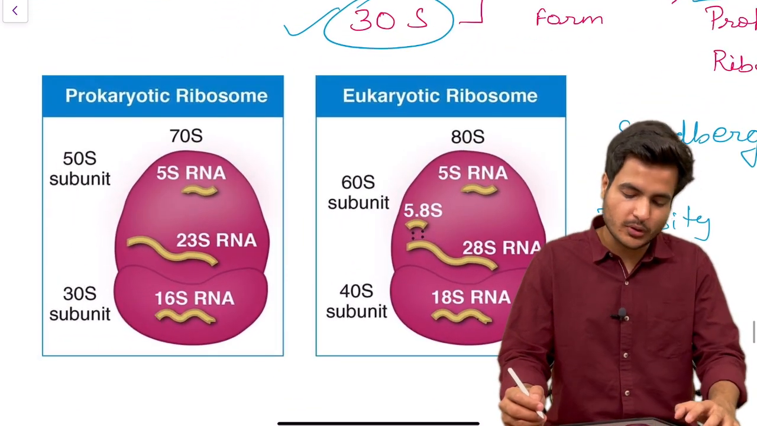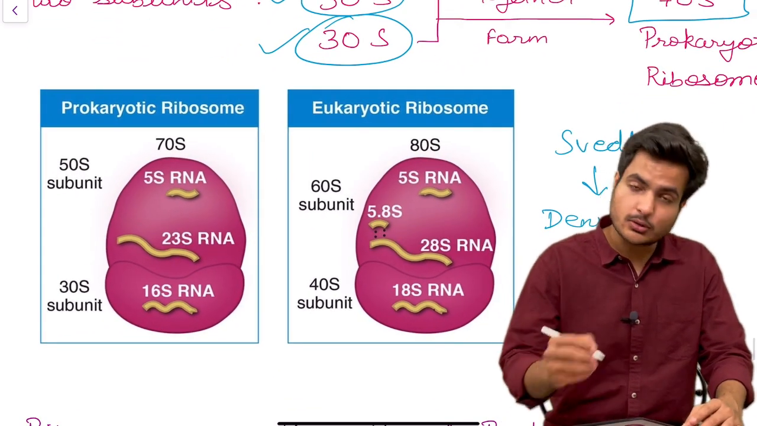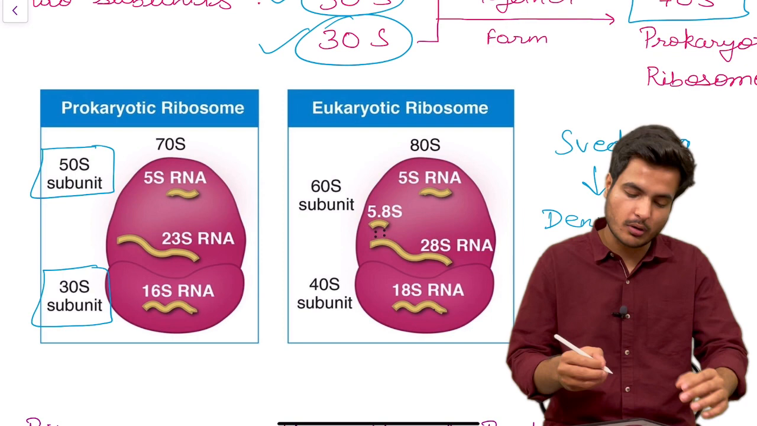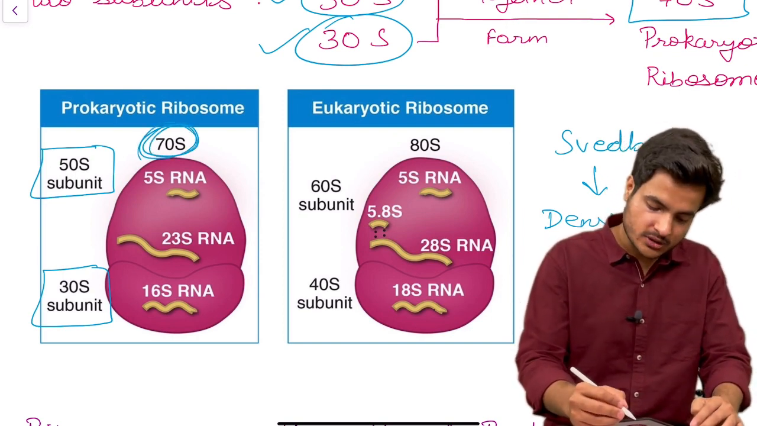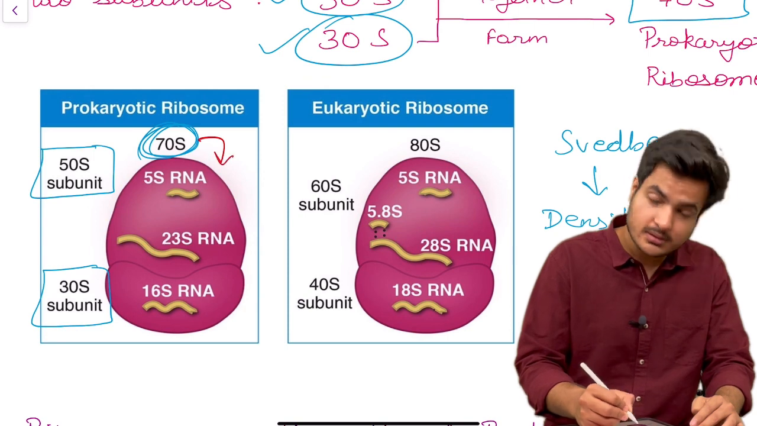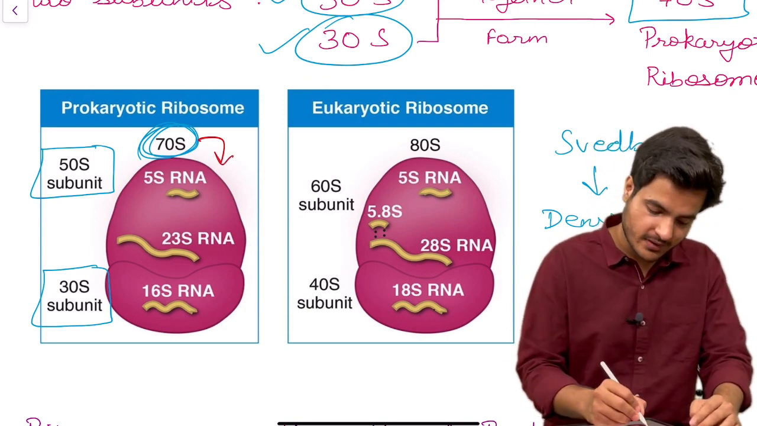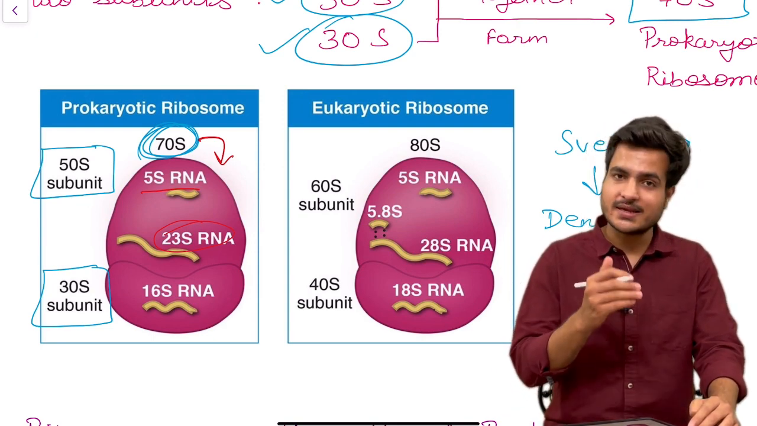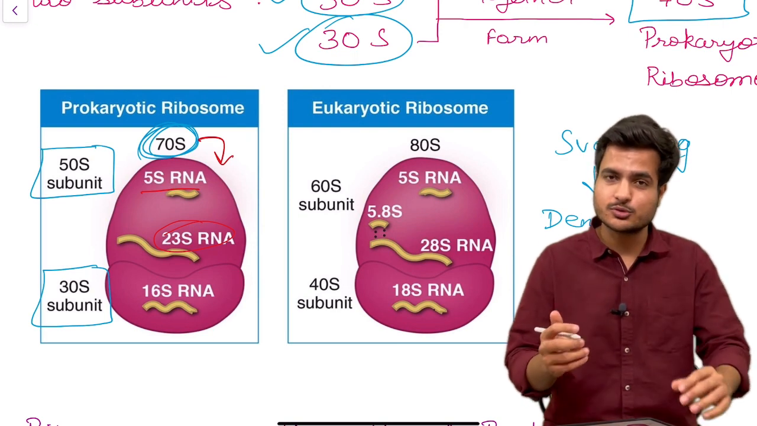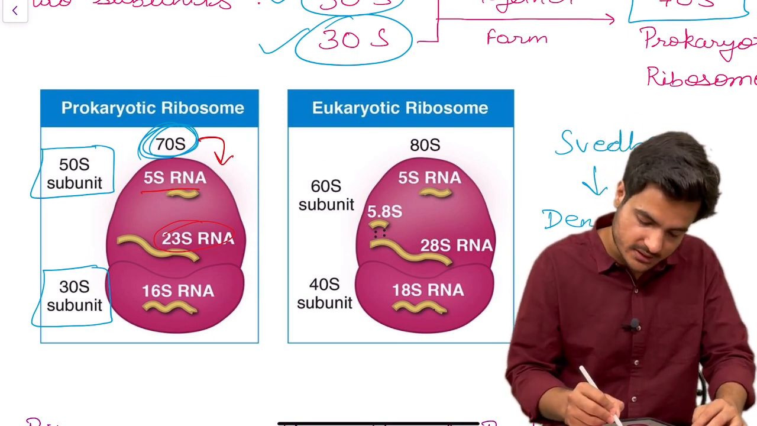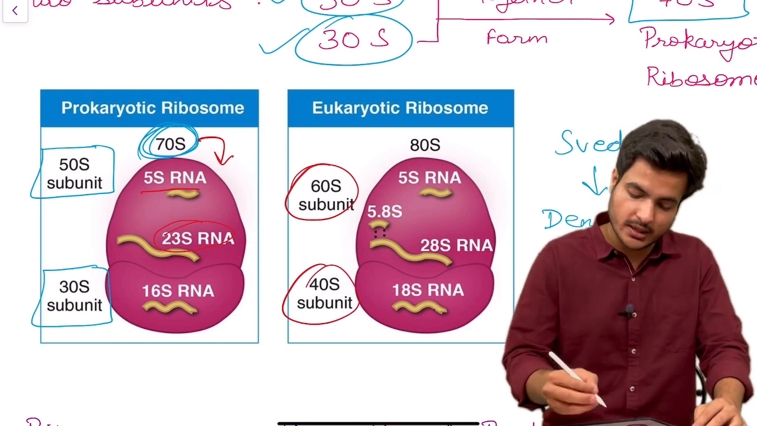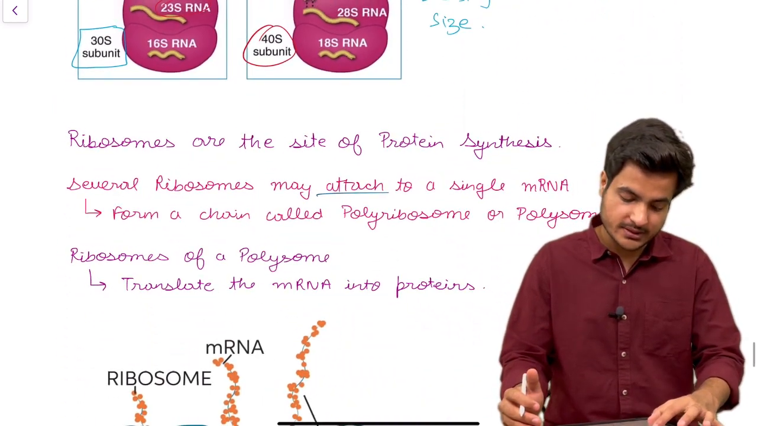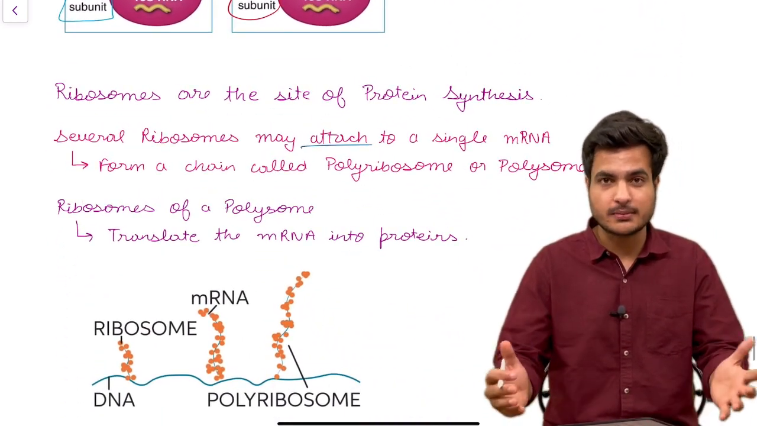So let's compare the prokaryotic ribosome with the eukaryotic ribosome. The two subunits of prokaryotic ribosomes are 50S and 30S, which when they come together form a 70S ribosome. Some coaching institutes ask you to remember the subparts of this ribosome, like 5S RNA, 23S RNA. No need to remember this. Just remember the subunits 50S and 30S combine to form a 70S ribosome of prokaryotes. In eukaryotes, the subunits are 60S and 40S, which when they come together form an 80S ribosome. S is the Svedberg coefficient of sedimentation rate, which defines the density and size of the ribosome.